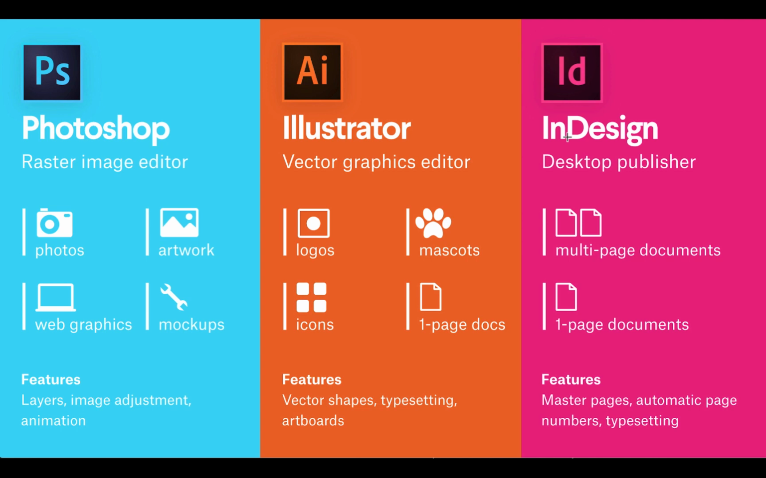InDesign is fantastic for multi-page documents. And what I mean by that is brochures, books, magazines. Anytime you have to control a lot of copy and layouts, you need as much automation as you can, and InDesign has that. You can fix little type widows and orphans. You can make type changes to a 700-page book with one stroke in InDesign.